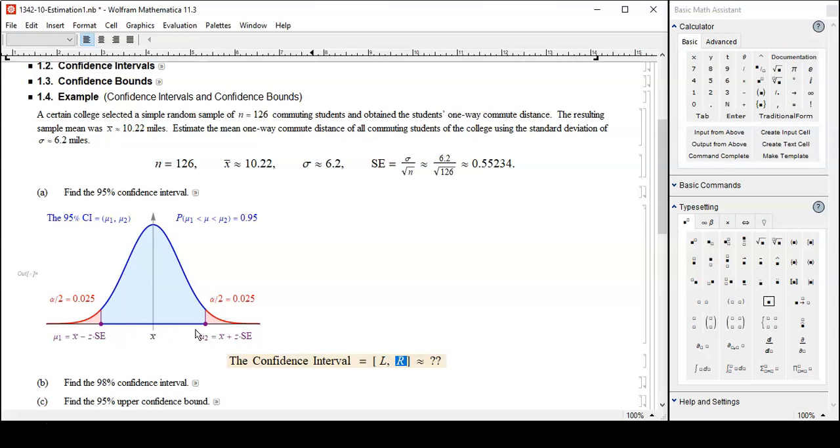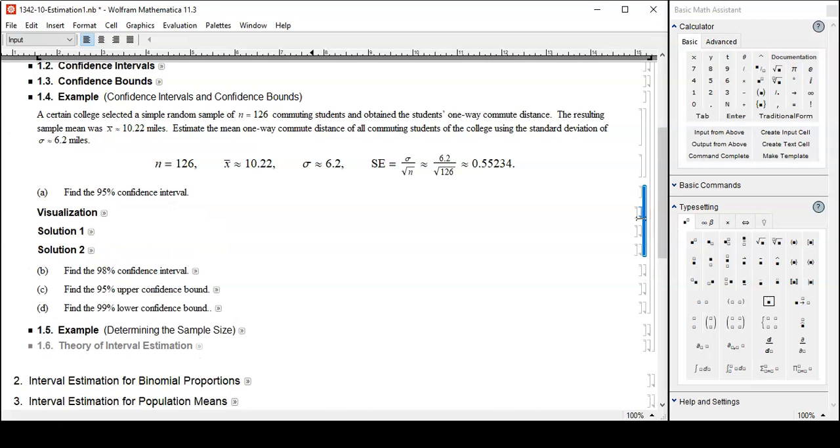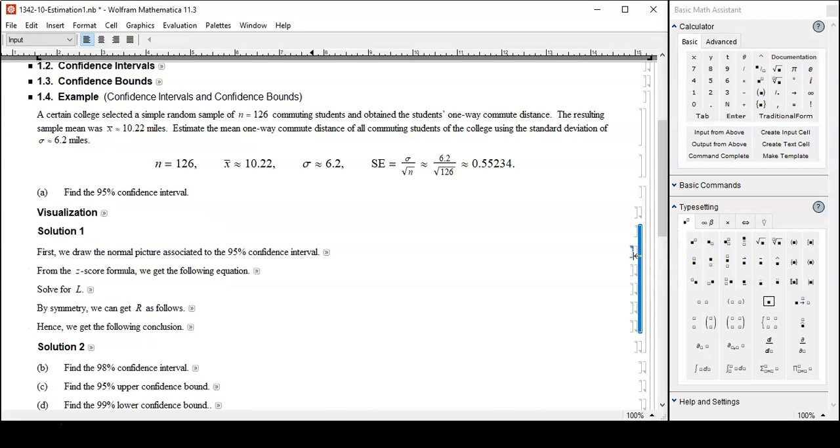This value here and that value there, or equivalently speaking, the center, the best point estimate, minus a certain margin of error, which will give you the left-hand side endpoint, and then from the center, plus the margin of error, that will give you the right-hand side endpoint. Okay, that's a strategy. How do we do that? Well, here is solution number one.